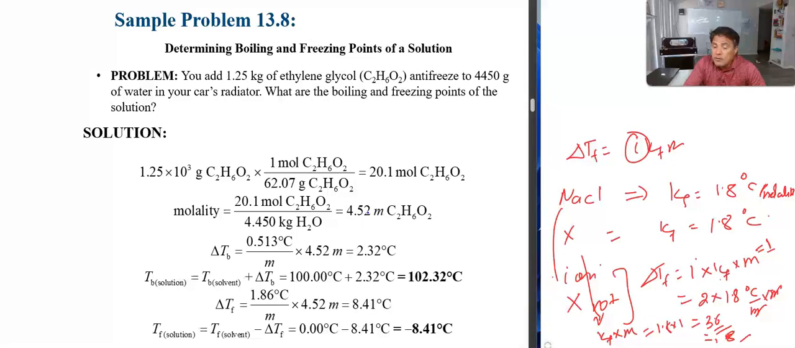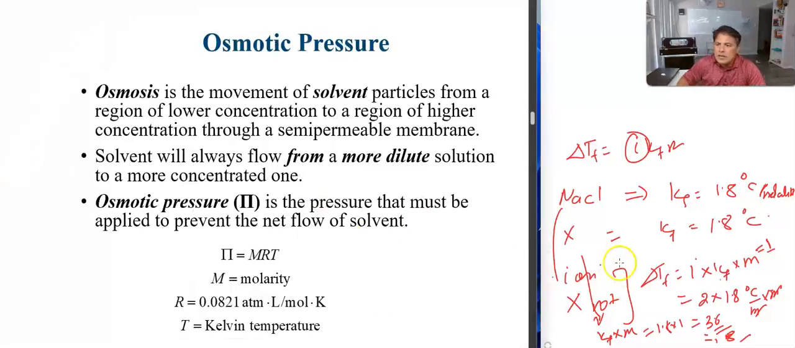And what will be the freezing point? Freezing point depression constant times the molality, that's 8.41. The freezing point always decreases, right? That's why 0 degrees, which is the freezing point of the water, the solvent, minus ΔTf: 0 minus 8.41. Done? Okay. Now let's go to the next.